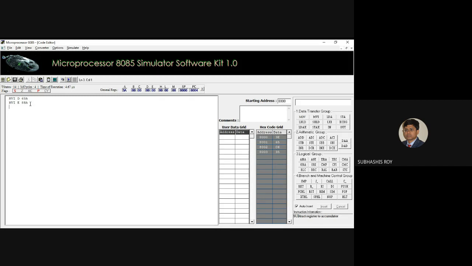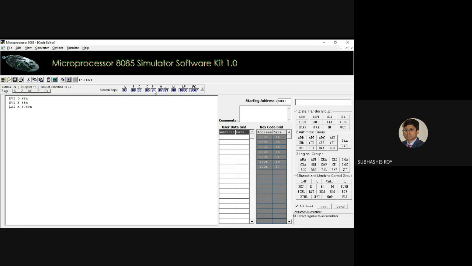I can take it using this one also. You can take this example for the first part, but I'm just showing you every possible combination, even 89. Let me just execute these three lines. So what you have is 65, 85 in the DE register pair, and 87, 89 in the HL register pair.